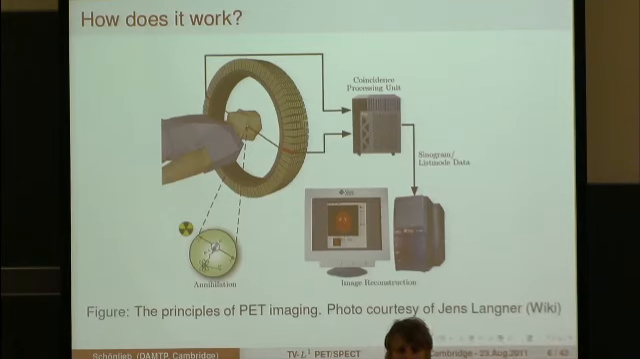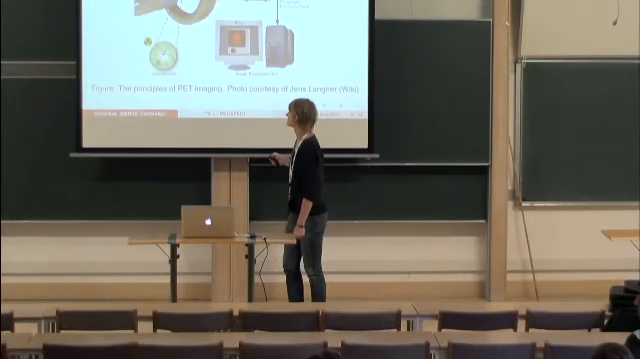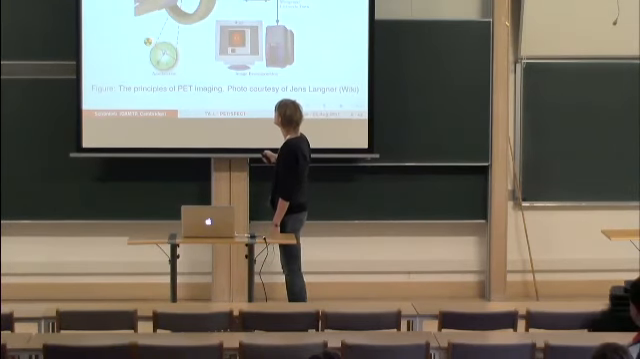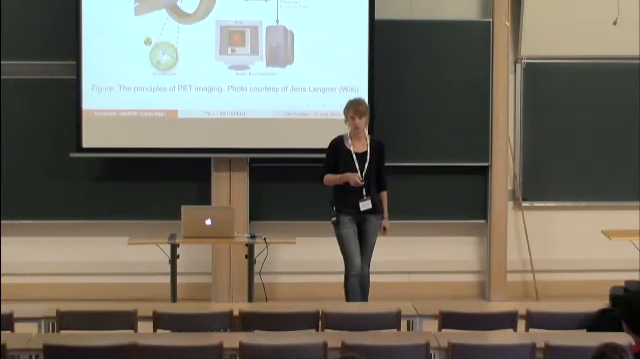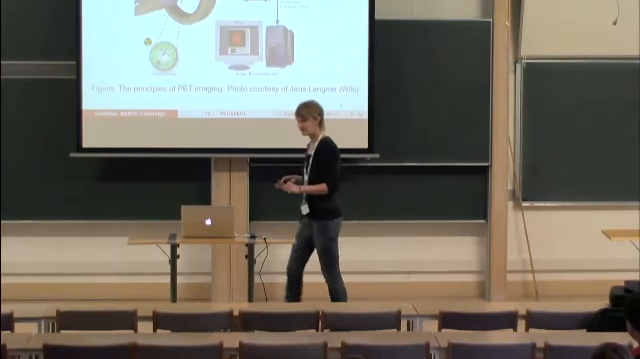Positron and electron are annihilating each other, and this annihilation process will result in a pair of gamma rays which are sent out from the position where positron and electron meet. And this pair of gamma rays is what is measured by the PET tomograph. Okay? All right, so that's how it works.